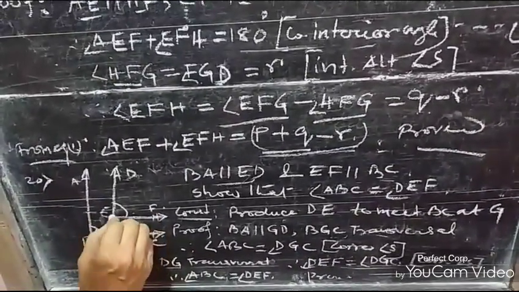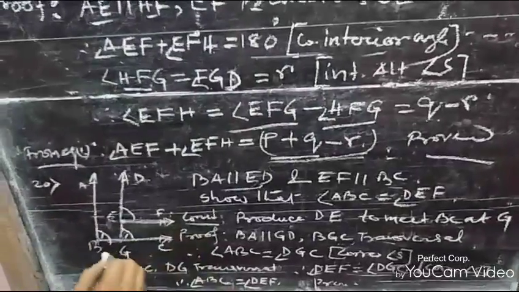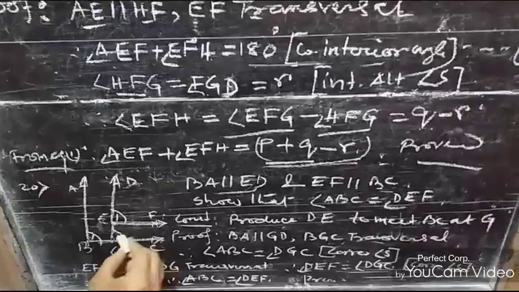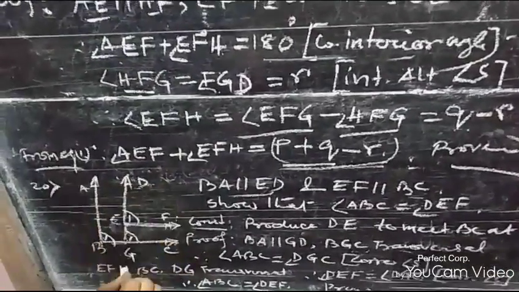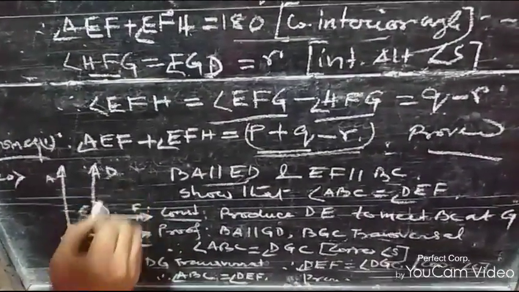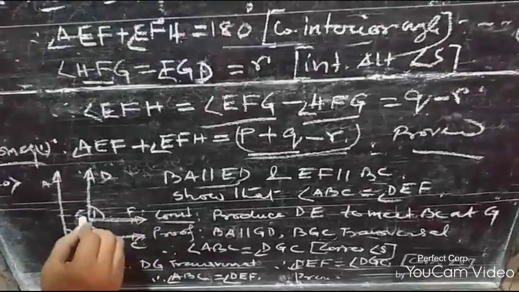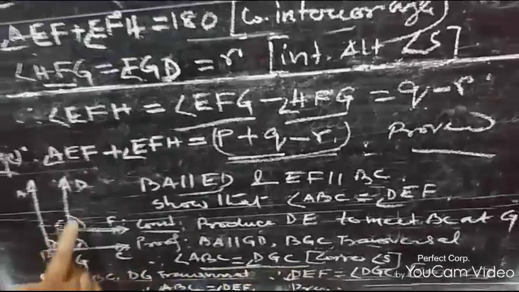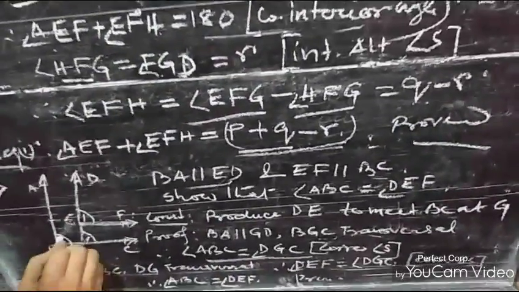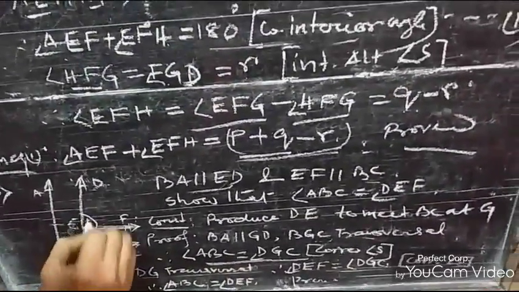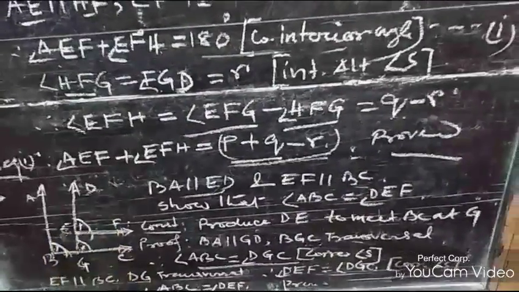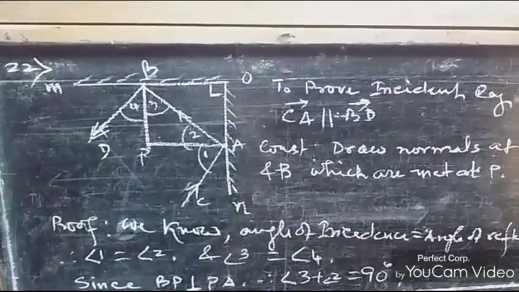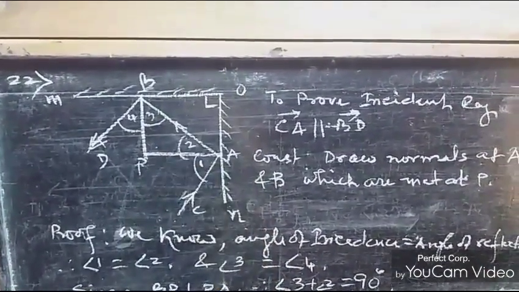Now once again, EF is parallel to BC and DG is the transversal. So angle DEF equals angle EGC. These two angles are also equal, as they are corresponding angles. Now see, this angle equals this angle and this angle equals this angle. Therefore angle ABC equals angle BDF. Proved. It's a related problem.